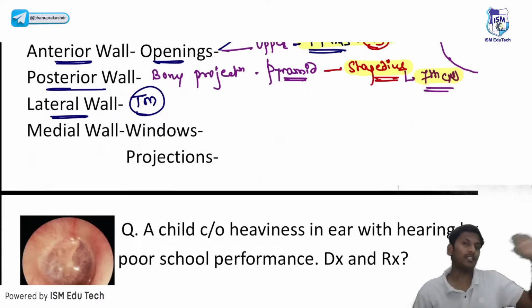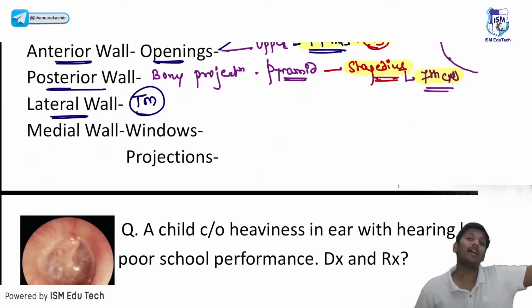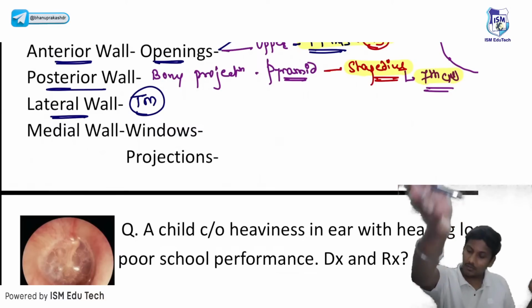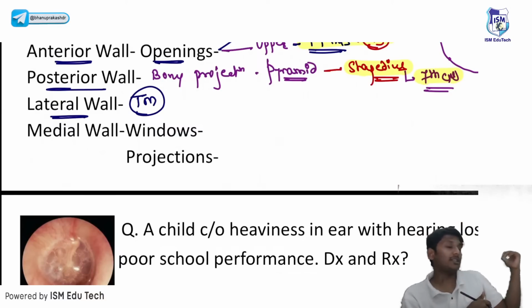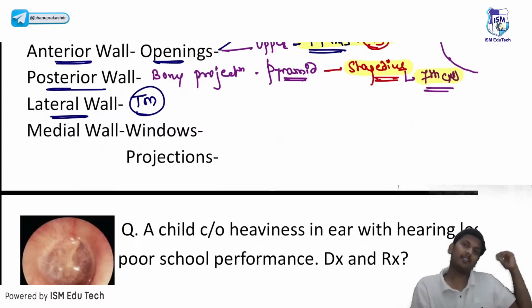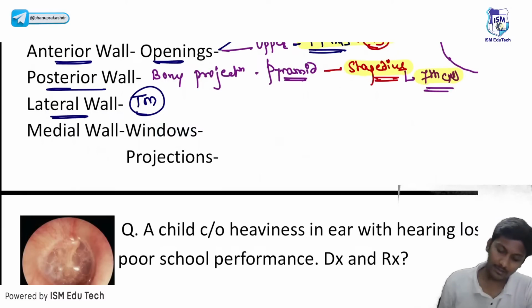Exactly in front of you, you see the medial wall. Behind the medial wall lies the inner ear definitely. And usually on this side you will see the anterior wall and the two openings, and on this side you will see the posterior wall with the bony projection known as the pyramid. So that's the important thing.